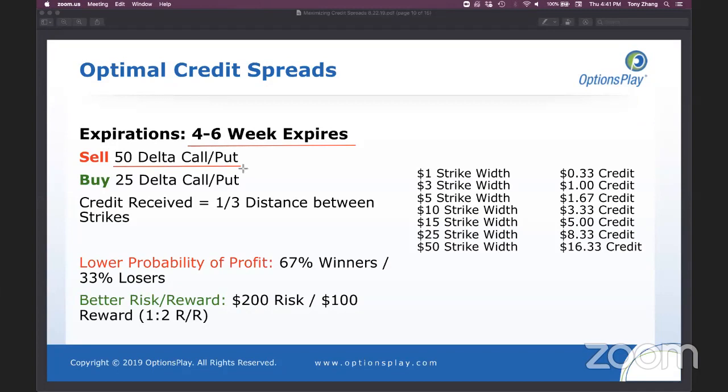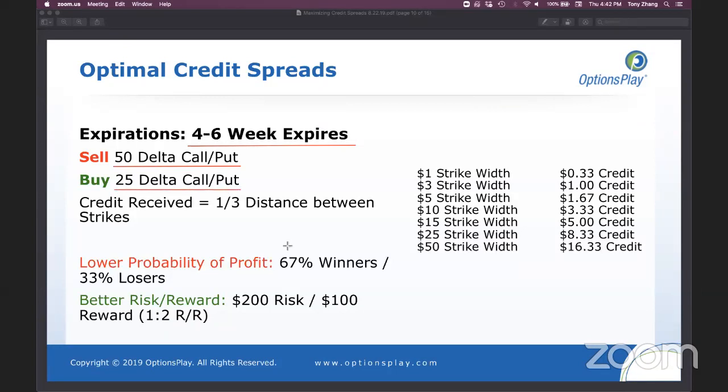So a 50 delta call or put, which in the stock XYZ example, if you felt that $100 was the support level, you want to sell that 100 strike put. And then to cap your risk, so that you don't have unlimited losses when you have a short put or a short naked call, what you want to buy back is roughly about a 25 delta call or put.